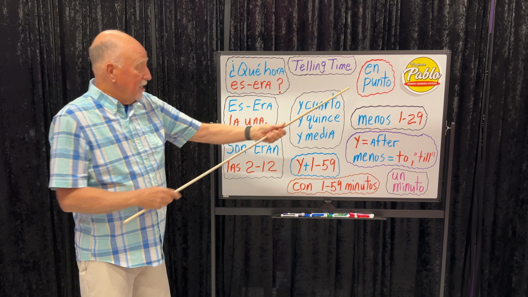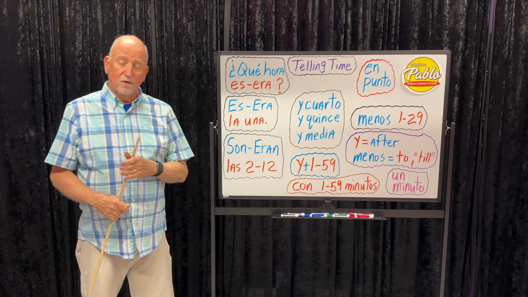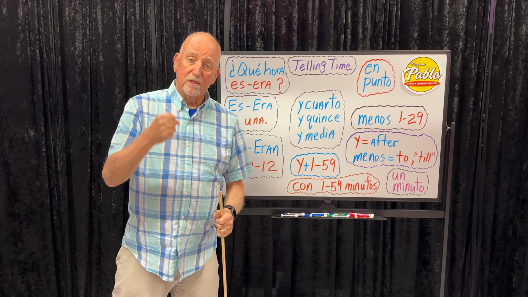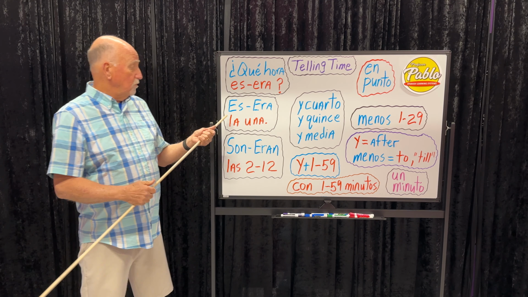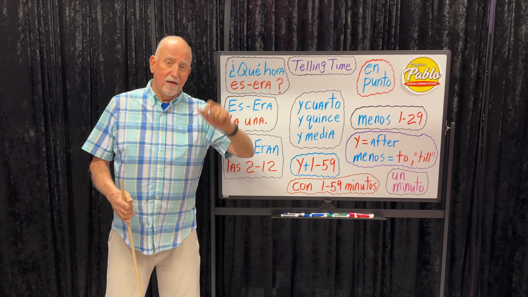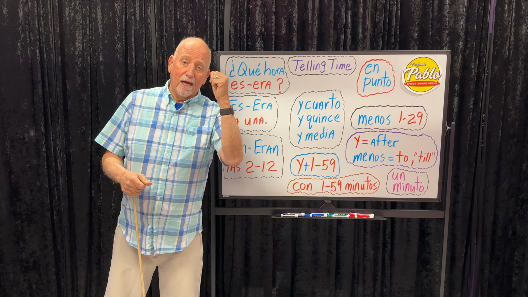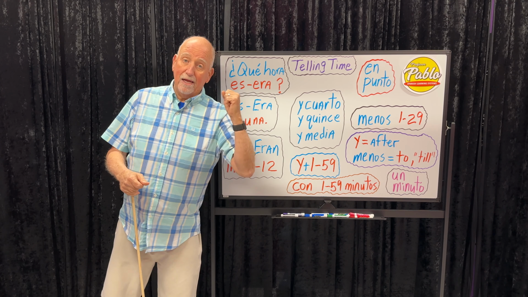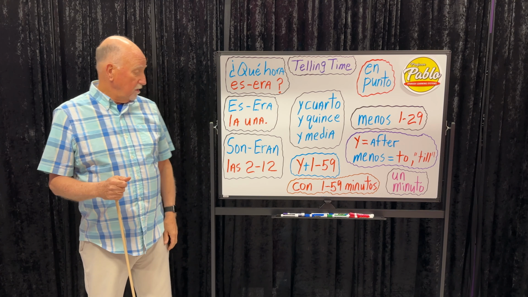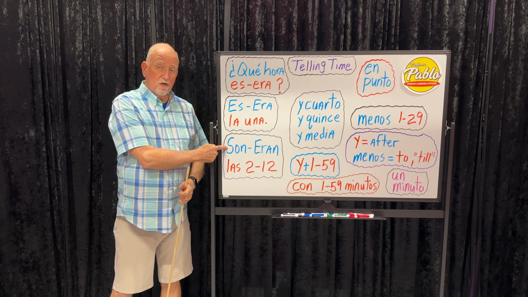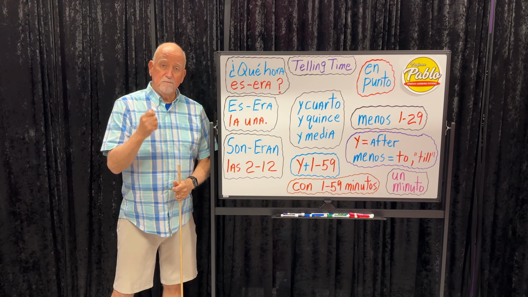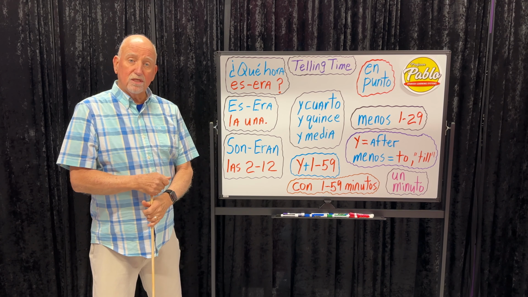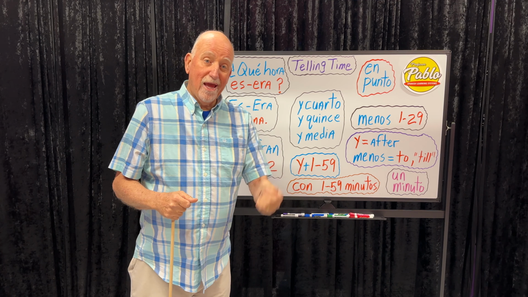Let's go over here to en punto. En punto means sharp. Sharp. So if I want to say it's 1 o'clock sharp, es la una en punto. Punto sharp. Es la una en punto. It's 1 o'clock sharp. It's 5 o'clock sharp. Son las cinco en punto. It's 8 o'clock sharp. Son las ocho en punto.